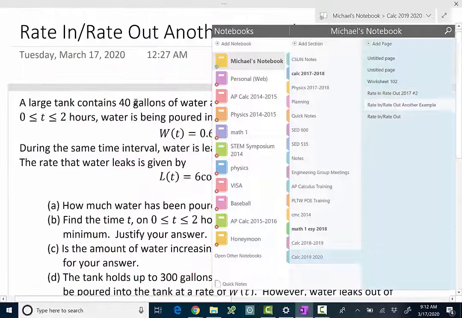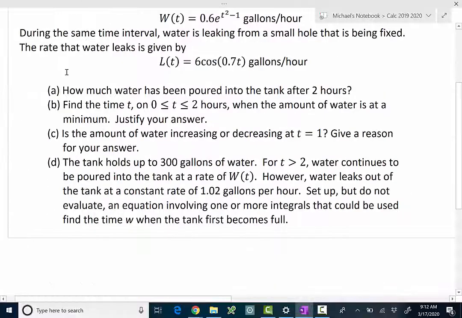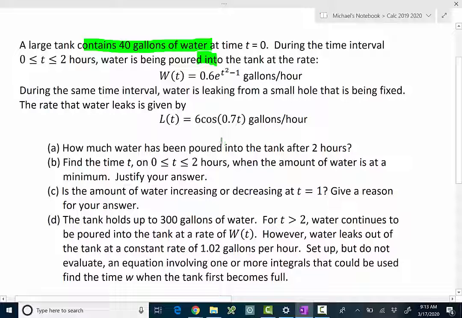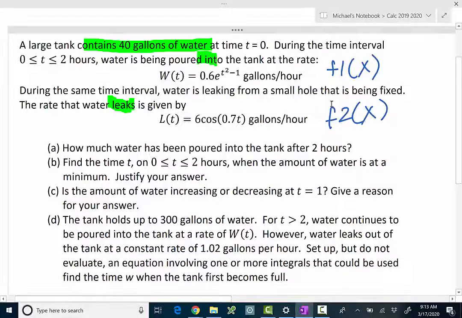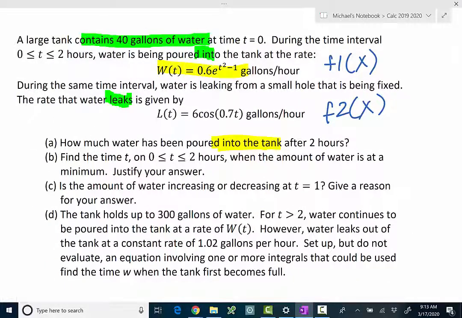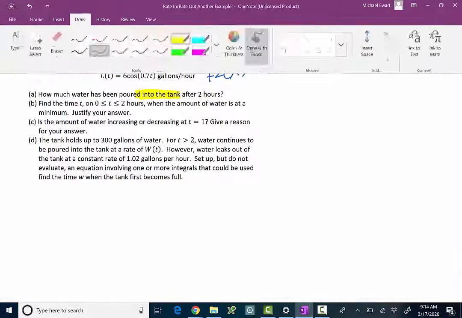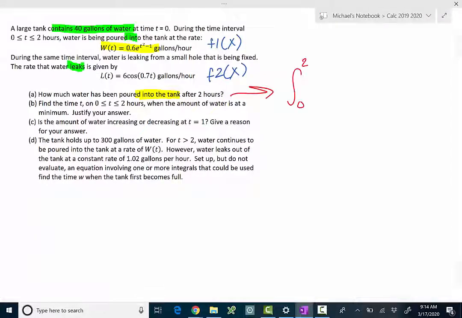But yeah, here we go. So this one's about water in a tank. It starts off with 40 gallons. It goes in at the rate W and leaks at the rate L. So I'd recommend typing these into our calculator as F1 of X and F2 of X. We're going to go through this example a little quicker. We're just going to talk about how we would type these into our calculator. So just going in is the integral from 0 to 2 of F1 of X.